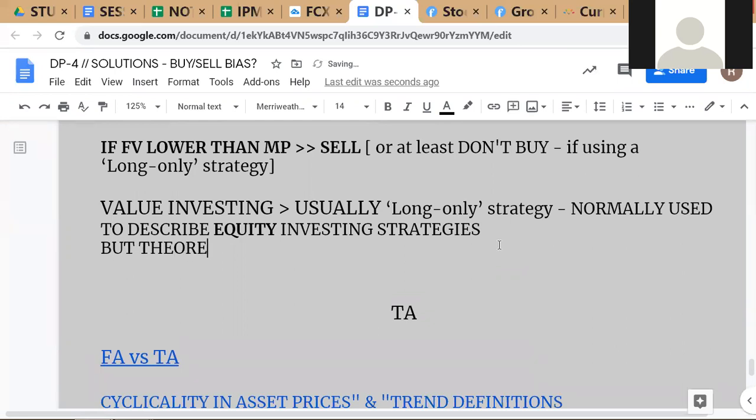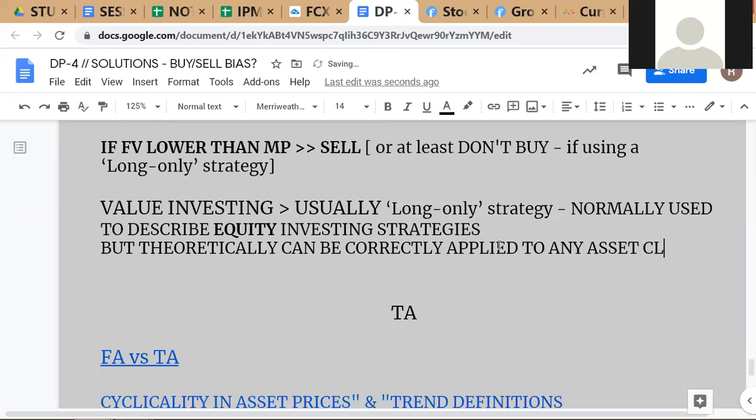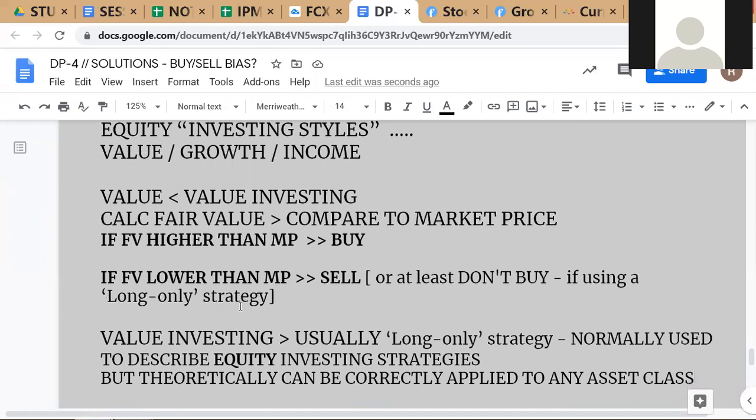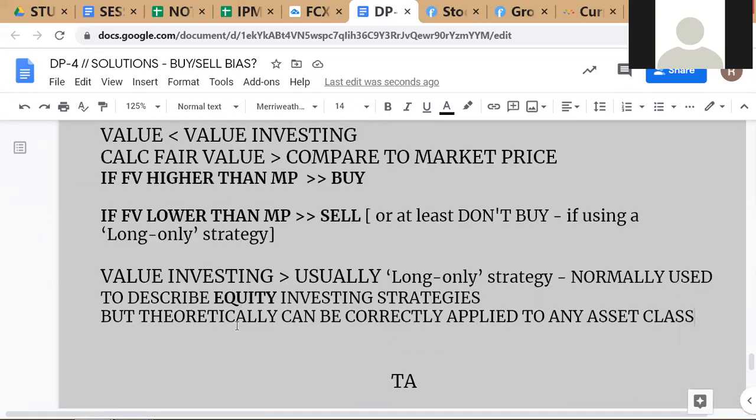But theoretically it can be correctly applied to any asset class. Even if I do a valuation of the dollar against the euro and I find that the euro is trading at 1.1 and I think the fair value of the euro is actually maybe 1.7, then I can still buy the euro and technically still call it value investing, although the term is not normally used. So you need to know the context as well and how these terms are used in the industry.